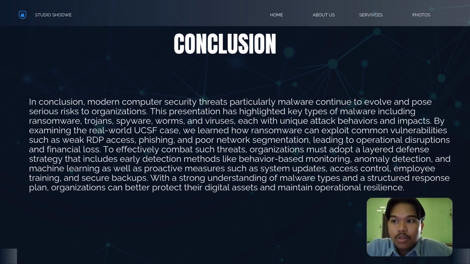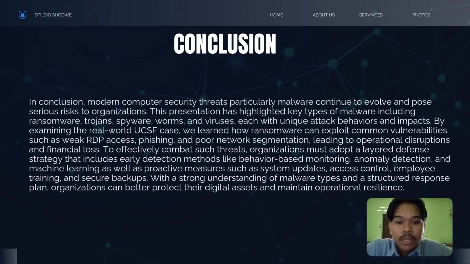So, in conclusion, modern computer security threats, particularly malware, continue to evolve and pose serious risks to organizations. This presentation has highlighted key types of malware, including ransomware, Trojan, spyware, worm, and virus, each with unique attack behavior and impact. By examining the real-world UCSF case, we learn how ransomware can exploit common vulnerabilities such as weak RDP access, phishing and poor network segmentation, leading to operational disruption and financial loss.